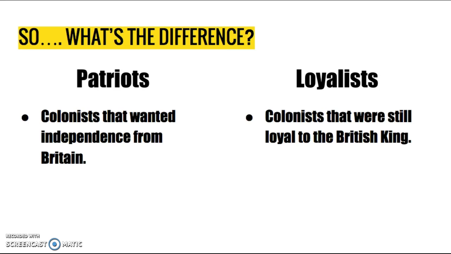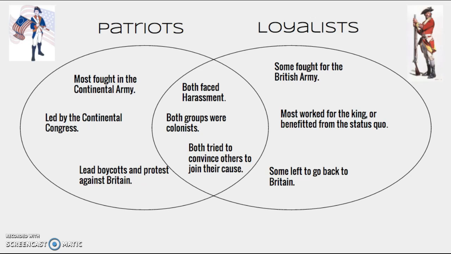So really, what's the difference? Patriots and Loyalists, they were all colonists, but Patriots were colonists that wanted independence from Britain, and Loyalists were colonists that were still loyal to the British king. So it really caused a divide in the colonies because you've got a large portion of people that are still loyal to the king and a large portion of people that want independence from Britain. They don't want to follow the king any more than they have to. So what we decided to do with the Patriots and Loyalists is we decided to make a Venn diagram with them in it. So let's start off with the Loyalists and talk about a few things with the Loyalists.